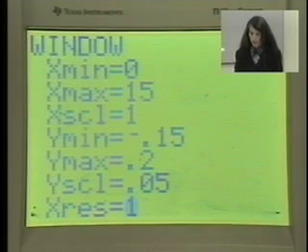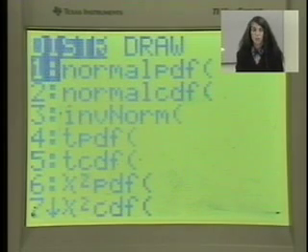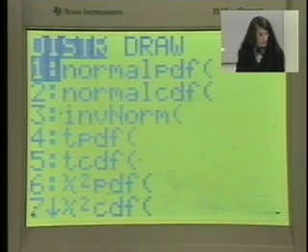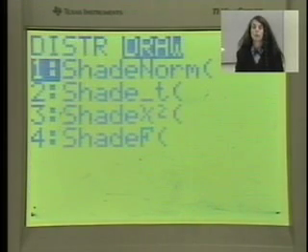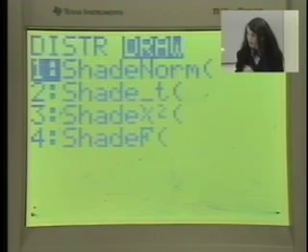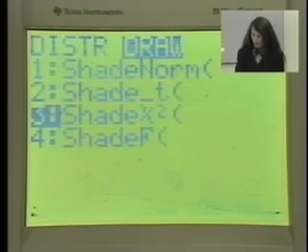The resolution is how it appears on the screen. We'll keep that at 1. So this is what we need to have in order to see our graph. Now the next step after we do that is to press second distribution, and then it says to go down to C shade chi-square. So first of all we have to go over to draw. We want to press the right arrow for draw, and then we can either enter the 3 for shade chi-square, or we can arrow down to it. It doesn't matter. And enter.